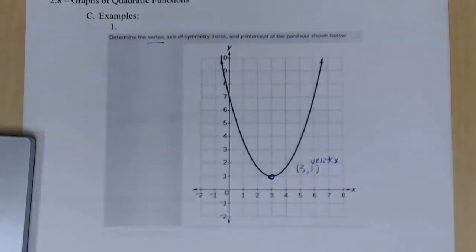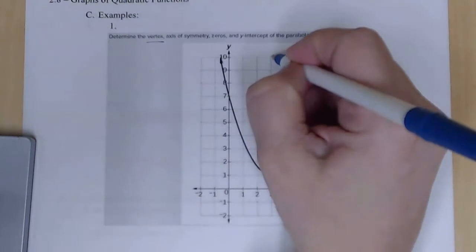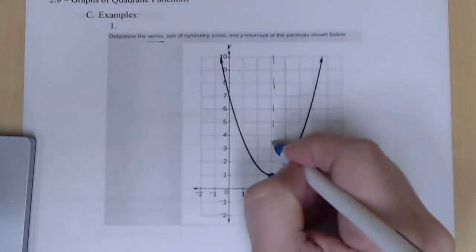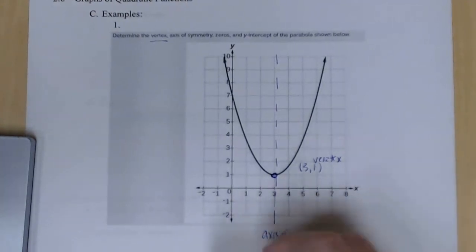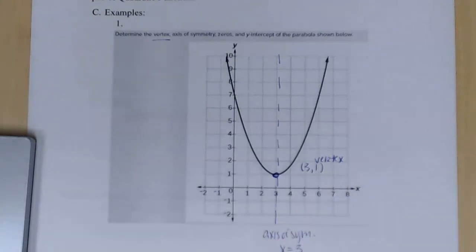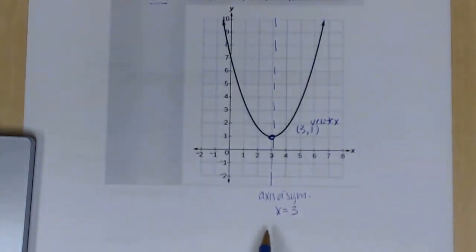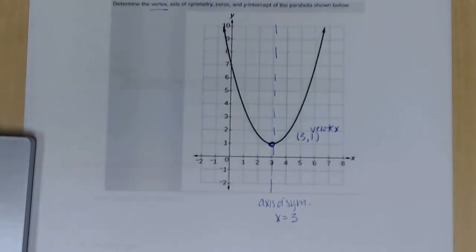Then it says, what is the axis of symmetry? Well, remember, the axis of symmetry is a vertical line that runs through the vertex. So our axis of symmetry, we can see from the graph here, is going to be at x equals 3. Remember, it's always x equals your value because it is an equation of a vertical line. So I've got the vertex, I've got the axis of symmetry.